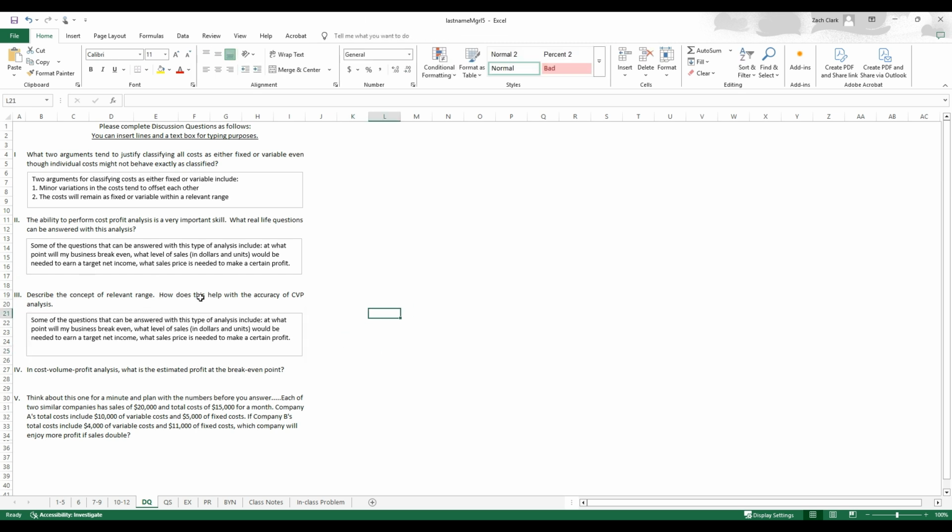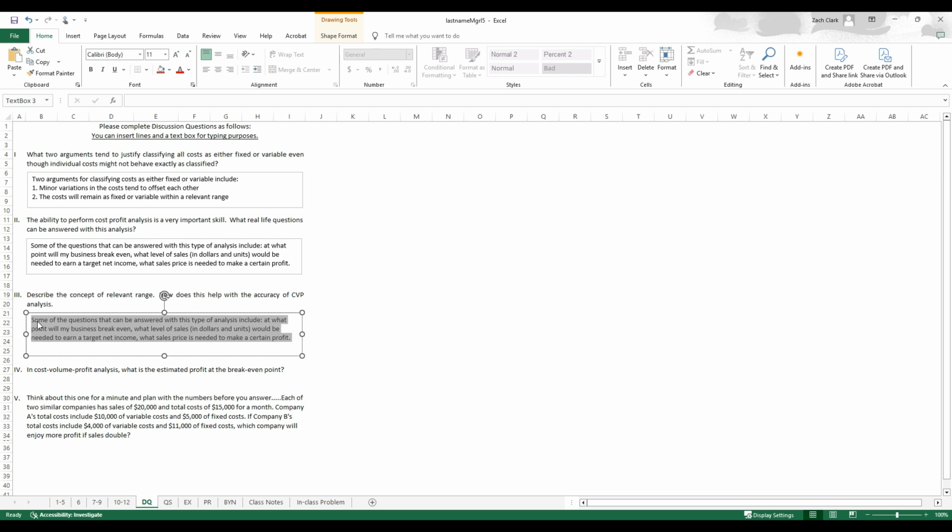Okay, describe the concept of relevant range. How does this help with the accuracy of CVP analysis? We kind of talked about that previously with our food truck example, that these fixed costs really only pertain within a given range of production. And if we were to go above that level of production that can be handled within one location, or at least within that range and with those fixed costs, then we need to bump up the relevant range. Wouldn't make any sense anymore because fixed costs would have to be higher.